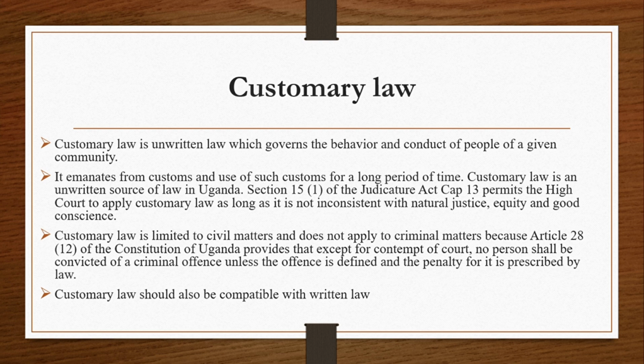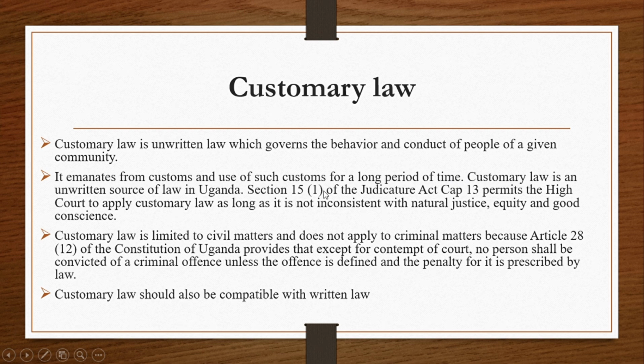It can include things like marriage customs, things related to bride price, polygamy. It can include burial customs and very many other things. These are the laws that govern the conduct of people in a given community, and it emanates from customs and use of such customs for a long period of time. Customary law is an unwritten source of law in Uganda.